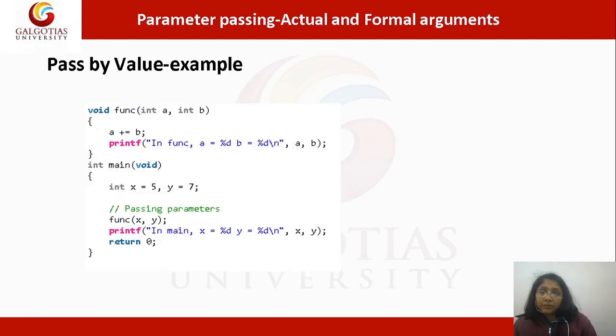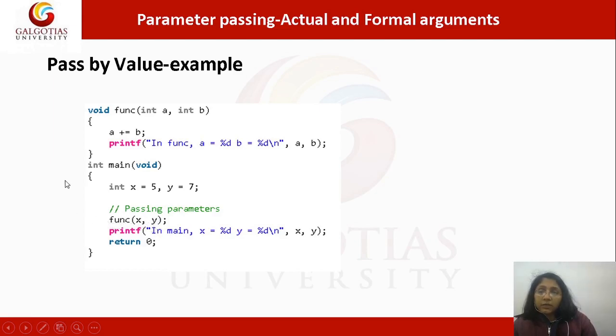Like another example that we are writing here, there is a function main. In main, I am calling the function func, where I am passing x comma y, where x is 5 and y is 7. This is a calling statement, so x comma y is the actual parameter.